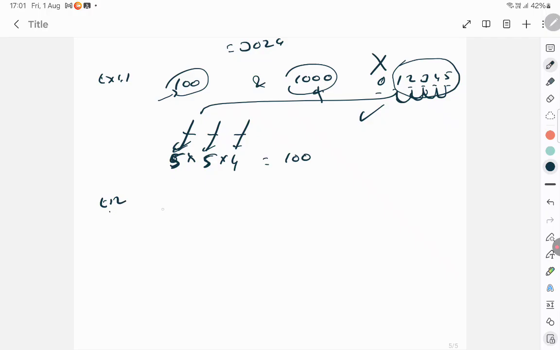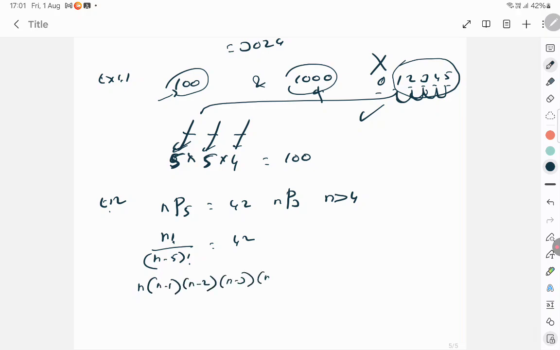Find the value of n such that nP5 is equal to 42 into nP3, where n is greater than 4. What is nP5? n factorial by n minus 5 factorial is equal to 42. So then what you do is make sure this n factorial is always written as n into n minus 1 into n minus 2 into n minus 3 into n minus 4 into n minus 5 factorial, so that the n minus 5 factorial in the denominator gets cancelled. And write this 42 always as a multiple of some numbers.